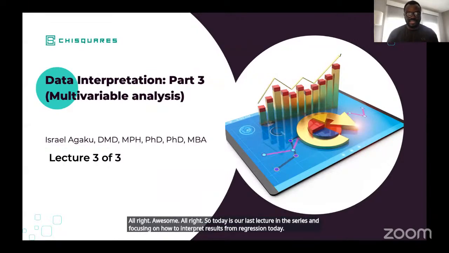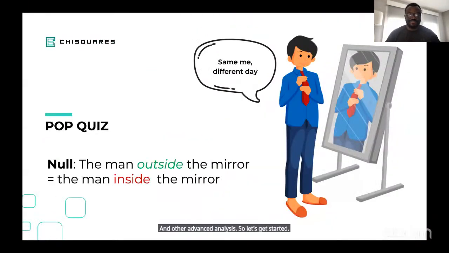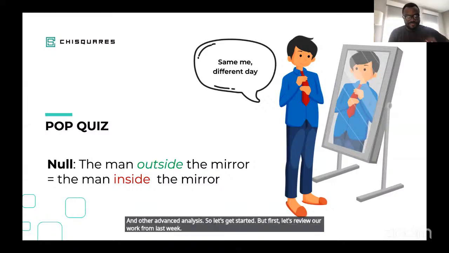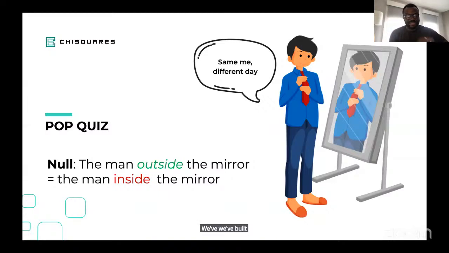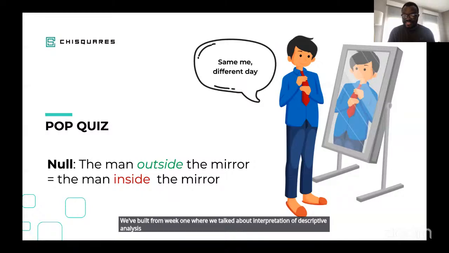and other advanced analysis. So let's get started. But first, let's review our work from last week. So we've built from week 1, where we talked about interpretation of descriptive analysis, and then last week we talked about the idea of statistical testing.